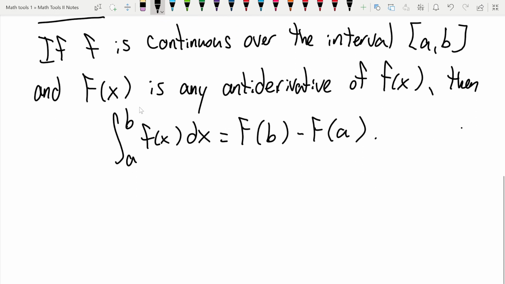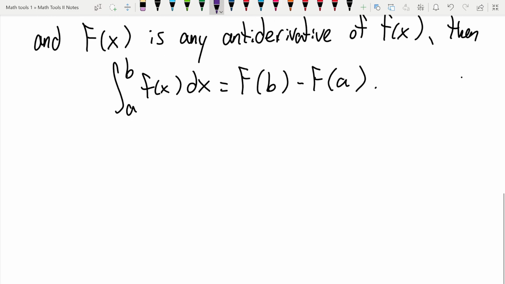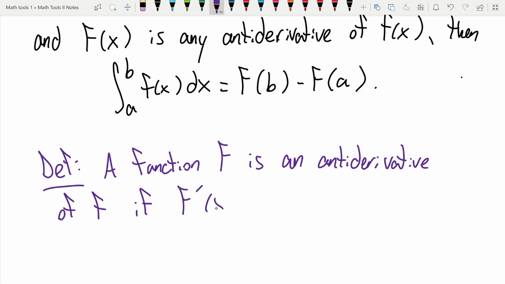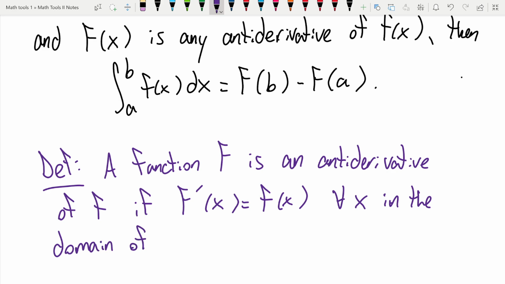Now this antiderivative, let's define that separately. So the standard definition, there's really not much to it. It's pretty much what you would expect. A function capital F is an antiderivative of f if F prime of x equals f of x for all x in the domain of f. Okay.